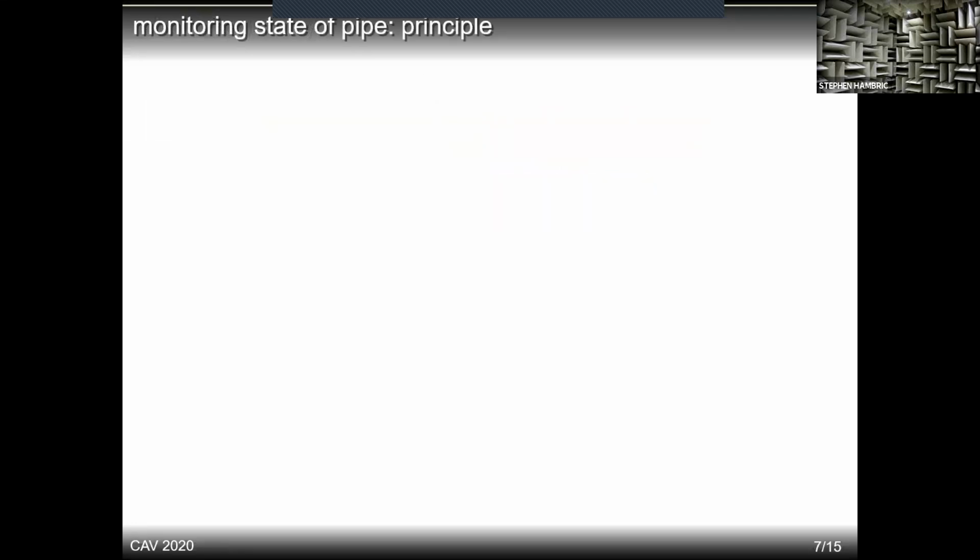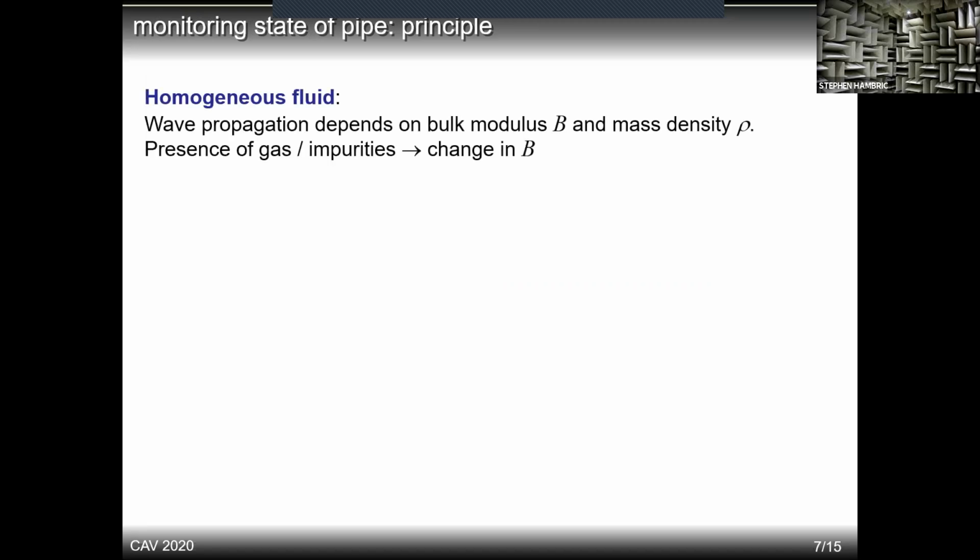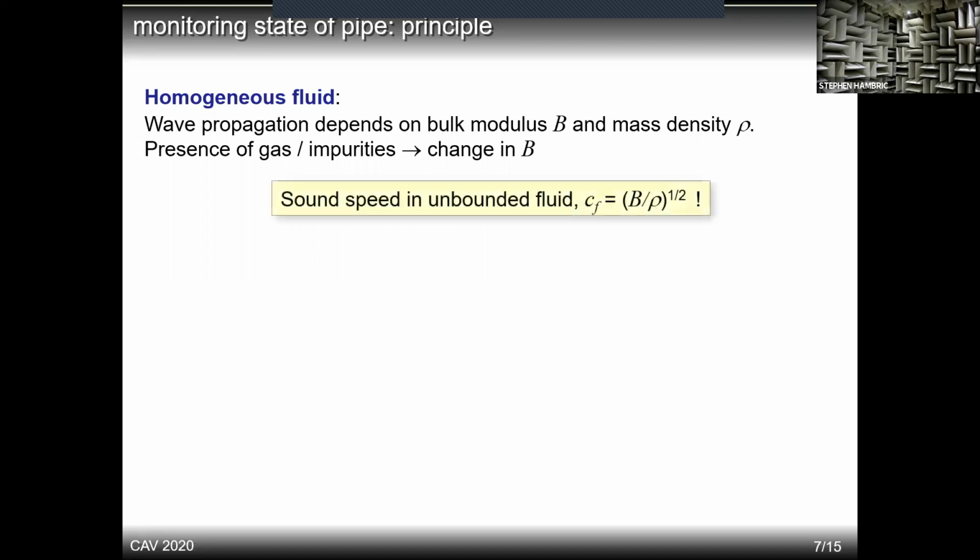Here I shall outline how, by making in situ measurements, we can carry out some specific type of monitoring of the state of the pipe. We start by recalling that the wave propagation along a pipe depends on the bulk modulus and mass density of the interior fluid. Assume that the interior fluid is a liquid. If there is a presence of gas or soft impurities in the liquid, the bulk modulus and thus the sound speed in the liquid may change drastically.